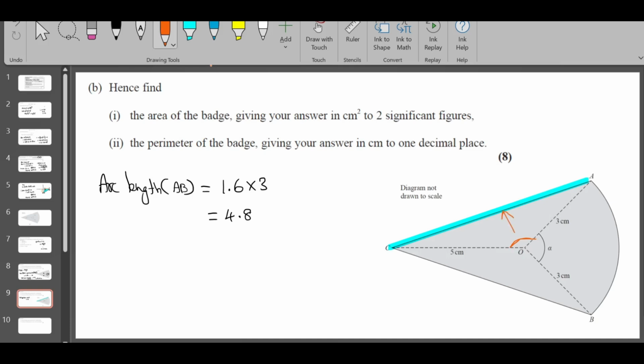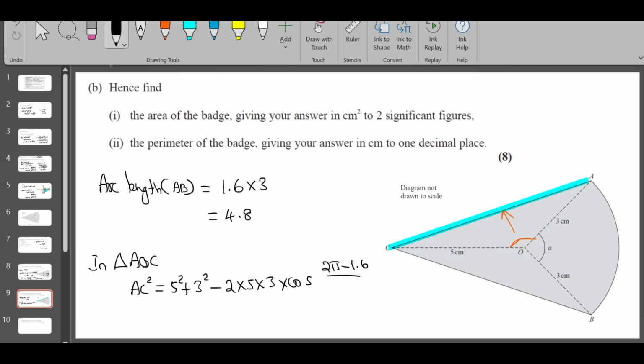We know this angle, 2 pi minus 1.6 by 2. We apply cosine rule. So in triangle AOC, AC square is equal to 5 square plus 3 square minus 2 times 5 times 3 cos of 2 pi minus 1.6 divided by 2.